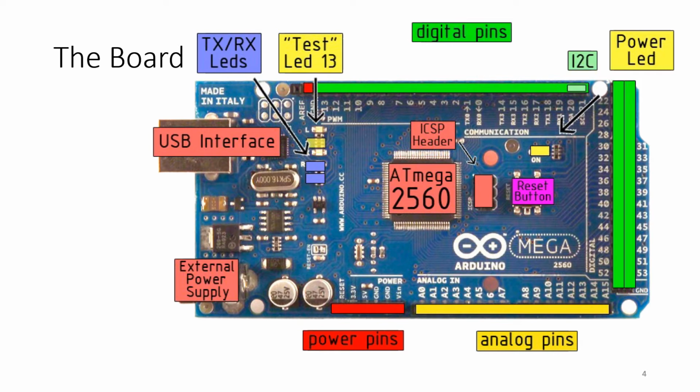There are 4 serial ports available in the board, which are serial 0, serial 1, serial 2 and serial 3. Serial 0 is from pin numbers 0 and 1, serial 1 is from 19 and 18, serial 2 is from 17 and 16, and serial 3 is from 15 and 14. There are 6 external interrupts available in this board: interrupt 0 is pin number 2, interrupt 1 is pin number 3, interrupt 5 is pin number 18, interrupt 4 is pin number 19, interrupt 3 is pin number 20, and interrupt 2 is pin number 21.